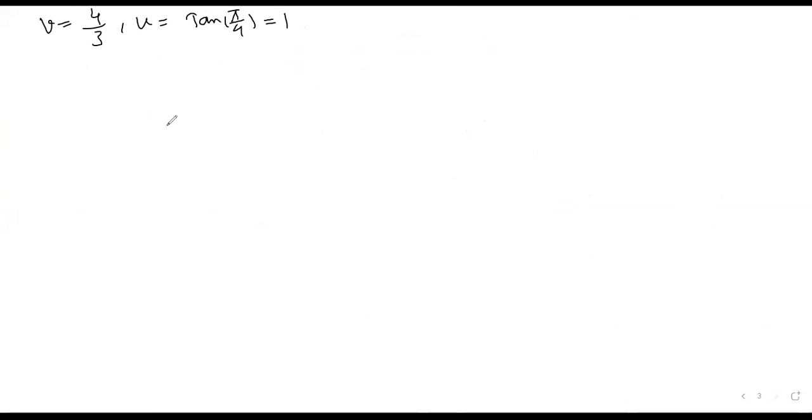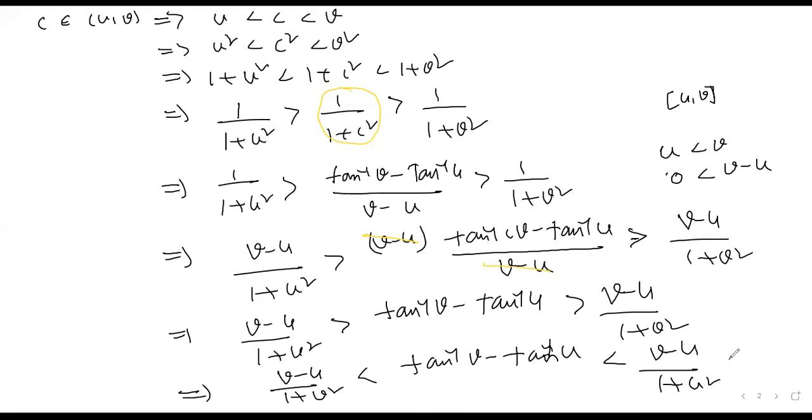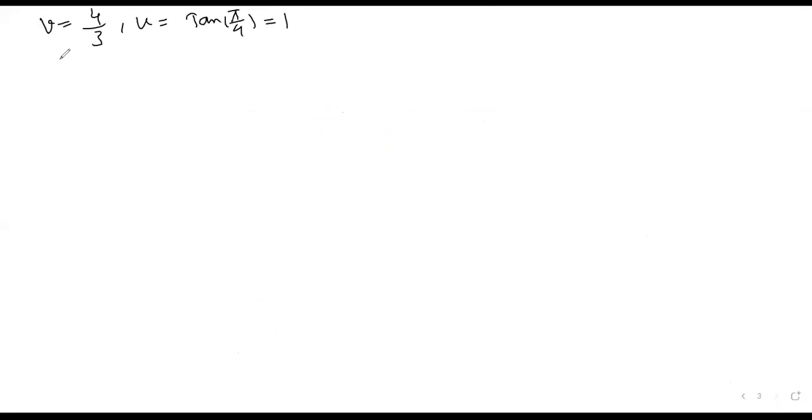Therefore, here I am applying these 2 values in equation 1. Suppose, for example, this is equation 1. In this equation 1, I have to apply the 2 values. What are the 2 values? u equals 1 and v equals 4 by 3. See this one, v minus u by 1 plus v square, from equation 1.